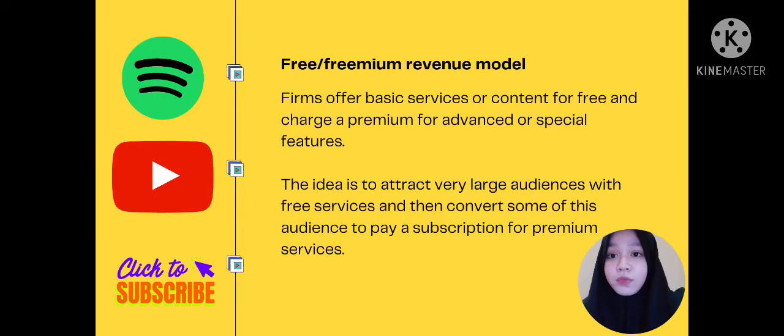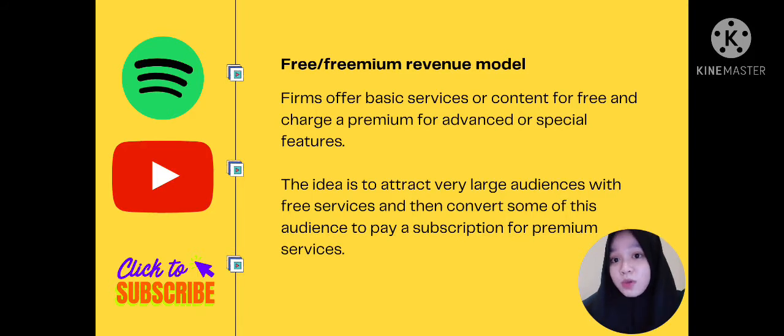Next, we have free or freemium revenue model. In the free or freemium revenue model, firms offer basic services or content for free and charge a premium for advanced or special features. For example, Google offers free applications but charges for premium services. And Spotify Music service also uses a freemium business model. The idea is to attract a very large audience with free services and then convert some of this audience to pay a subscription for premium services.